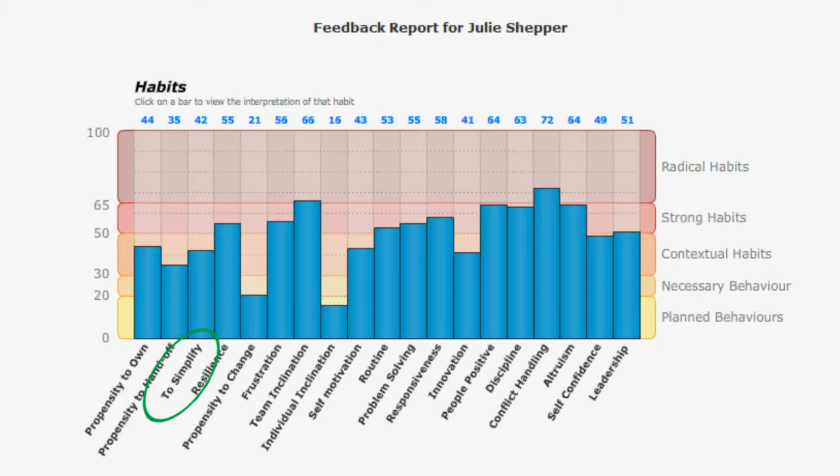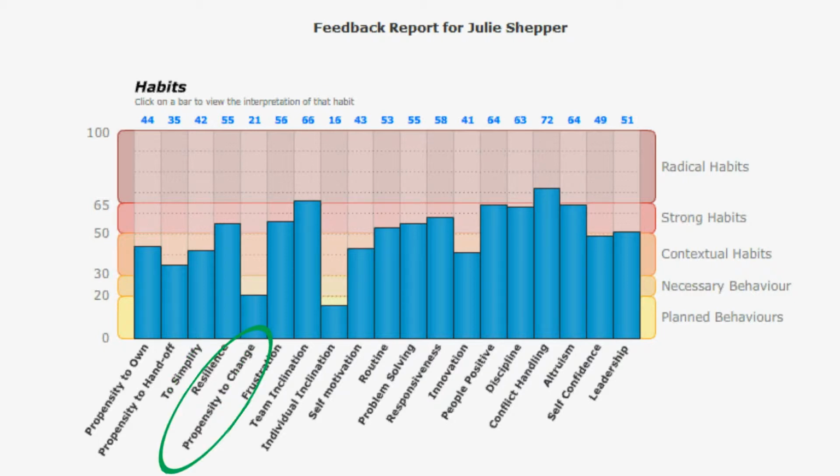Resilience maps whether the individual will repeat behaviors in order to achieve a goal, whether applying themselves individually or as part of a team. Julie has a strong resilience habit to the point that she will try again and again to achieve a goal and probably find it very difficult to give up on a task.